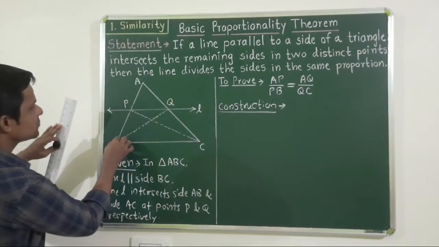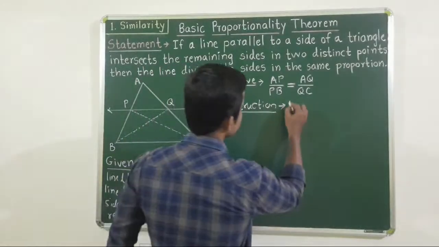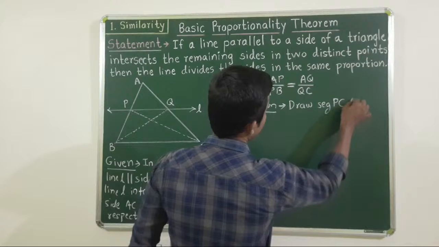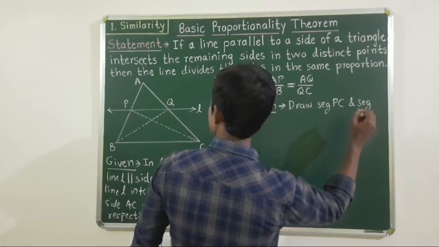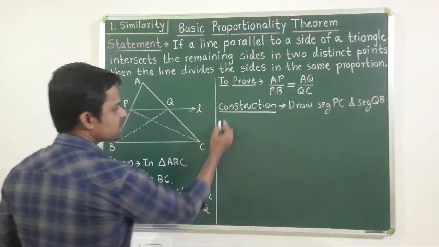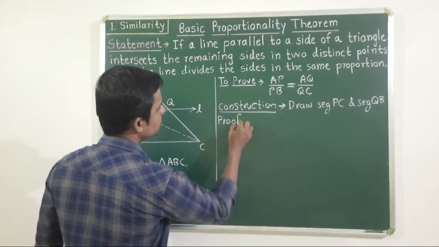This is our construction. We have to draw segment PC and segment QB. Now the last part of this theorem is the most important part, that is proof.